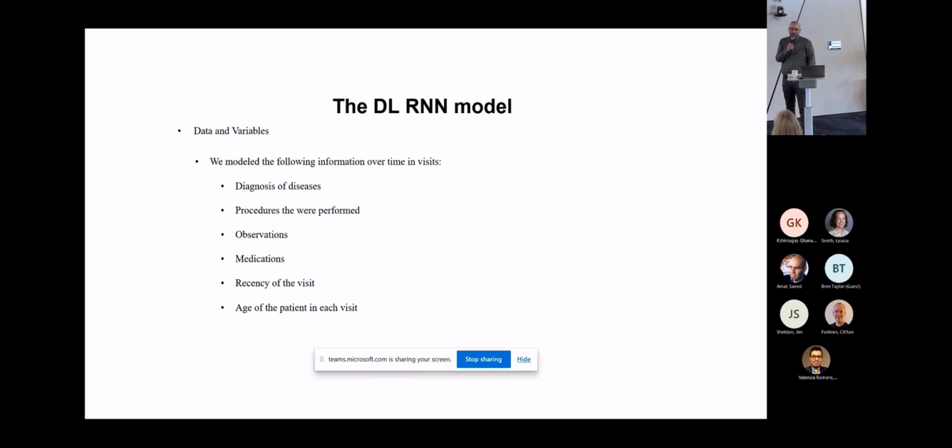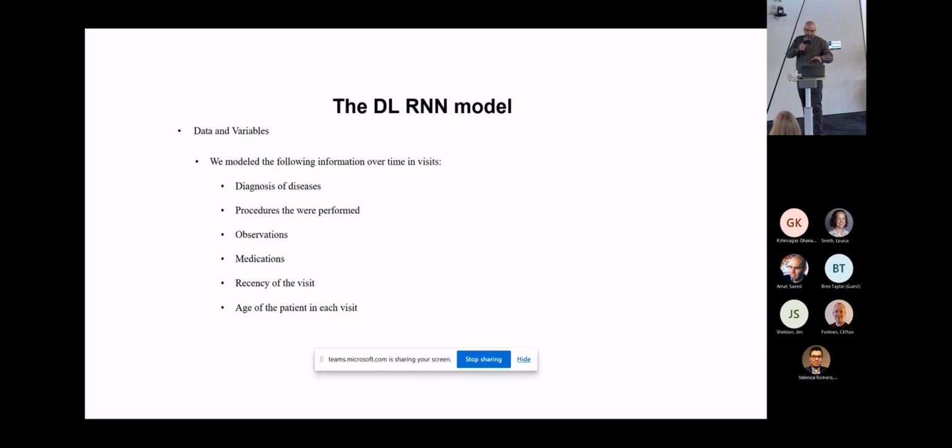As for the features that we use, the data that we were trying to incorporate in the model, during the visits we incorporated diagnoses, procedures that the patient had, observations, medications, and we combined each one of those data, or what we call contextual data, with the age of the patient on that visit and the recency in days since the day that we are doing the evaluation.